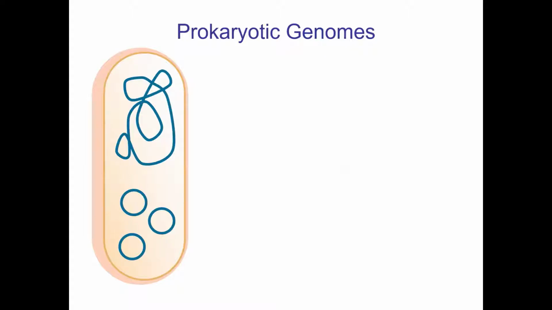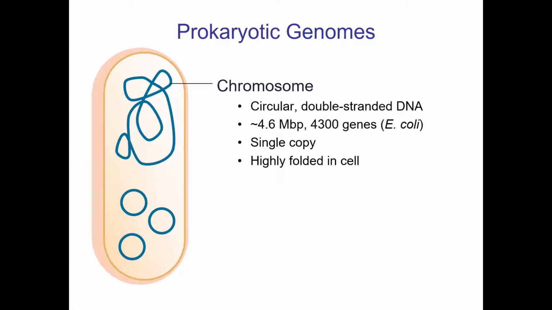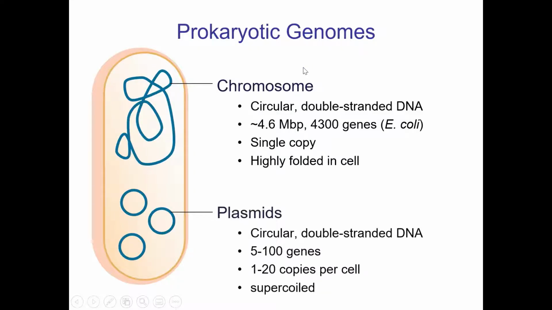So prokaryotes, of course, have a chromosome. It's usually circular and relatively small, comparatively speaking, compared to a eukaryote. E. coli, you can see, for example, has maybe 4,400 genes, somewhere around 4 to 5 million base pairs. Usually a single copy, and it's folded. Prokaryotes may also have plasmids. They don't all have plasmids, some of them do, and that's kind of like a mini chromosome, and it will have a few genes. So typical is like 3 to 15 genes, and it'll have multiple copies, also circular and often supercoiled, as we talked about in the lab.